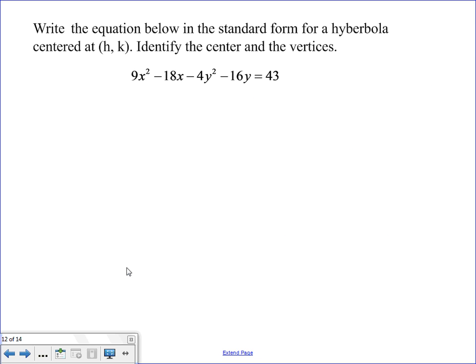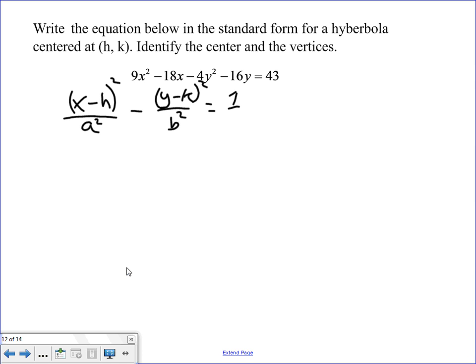Okay, so the last one we have to do here is write the equation below in the standard form of a hyperbola centered at h and k. Identify the center and the vertices. Okay, so we have to get it to look like this form of the equation, right? I want it to be the x minus h squared over, and this one we know it's going to open up and down because x is minus y minus k squared over b squared equals 1. Okay, so I want it to look like that.